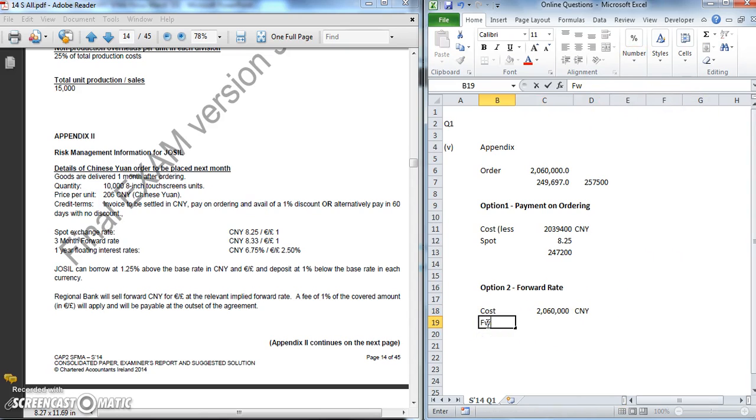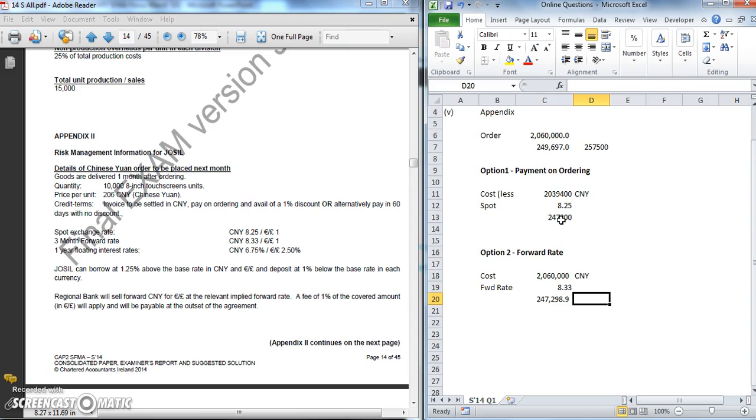We know the forward rate is 8.33. So that means if we use the forward rate and lock that in, we will get to a value of 247,298. So again, a small bit higher than the payment on ordering. So that's 2 alternatives. Now it's important to remember that this 247,298 is actually the cost in 3 months' time.